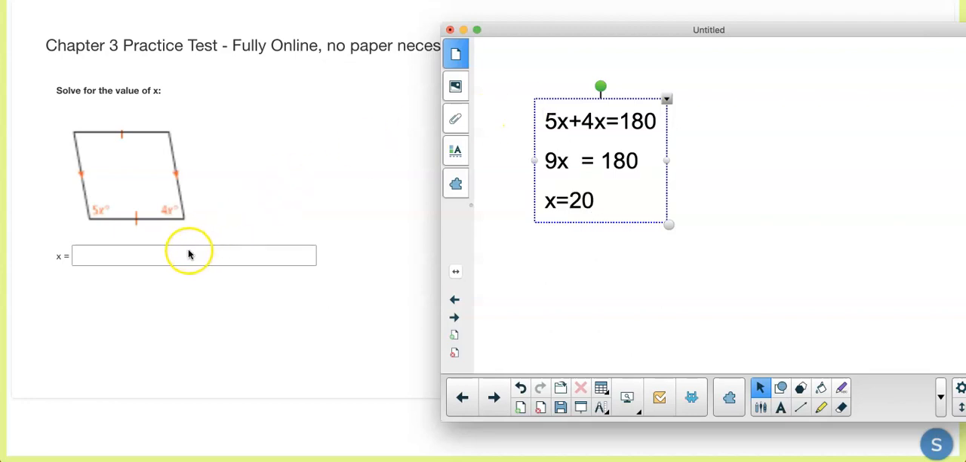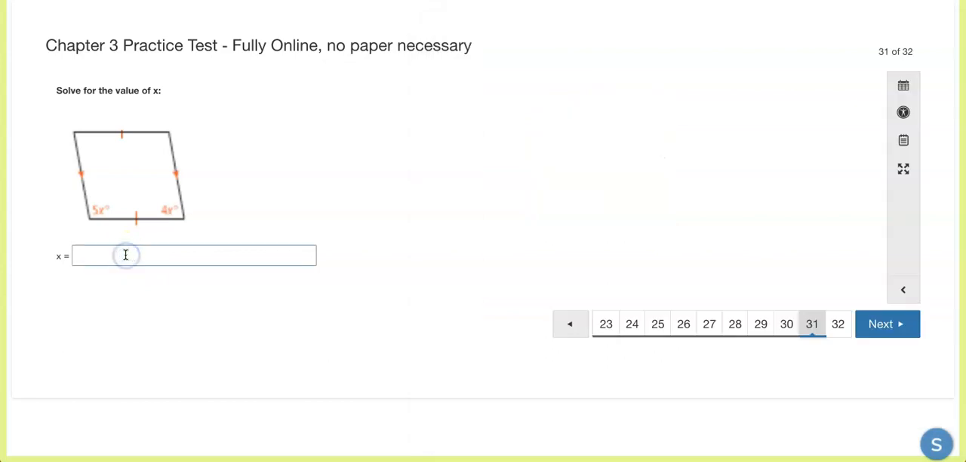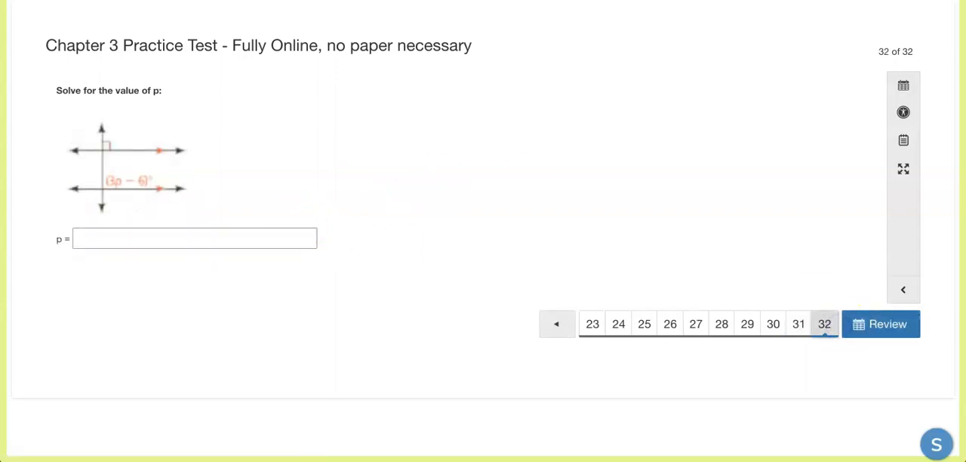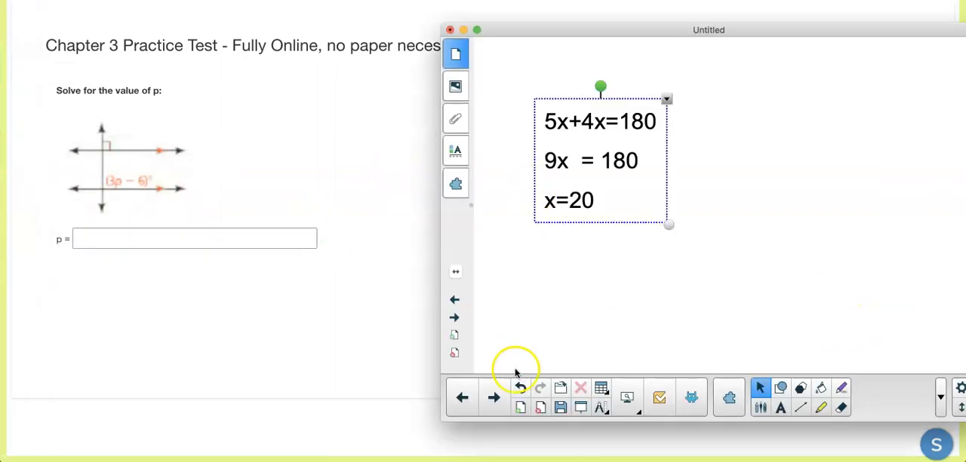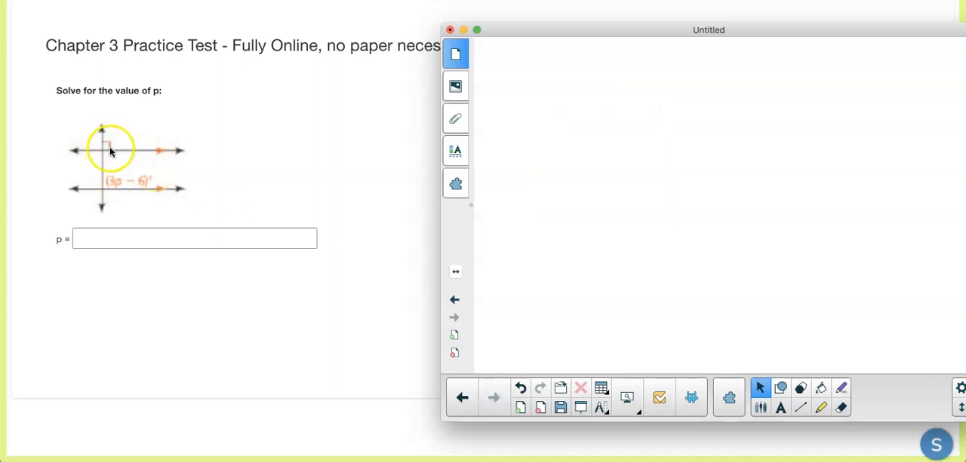So x is 20. So with these, you have to decide, are they equal to 180 or equal to each other? These are same side interiors. Last one, here's one where it would be equal then. These angles are corresponding, which means they have to be equal to each other, which means I'm going to set these equal. Remember, this box means 90. So these are corresponding angles postulate.